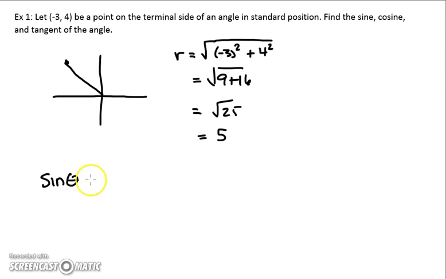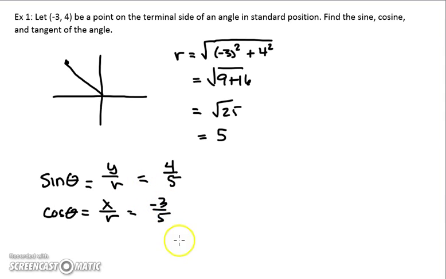So if we think about sine of theta, from before it's going to be y divided by r. The y value is 4, so we're at 4/5. The cosine value was our x value divided by r. Our x value is negative 3, our r is 5, so negative 3/5. Tangent of theta is equal to the y value divided by the x value. So that's going to be negative 4/3.